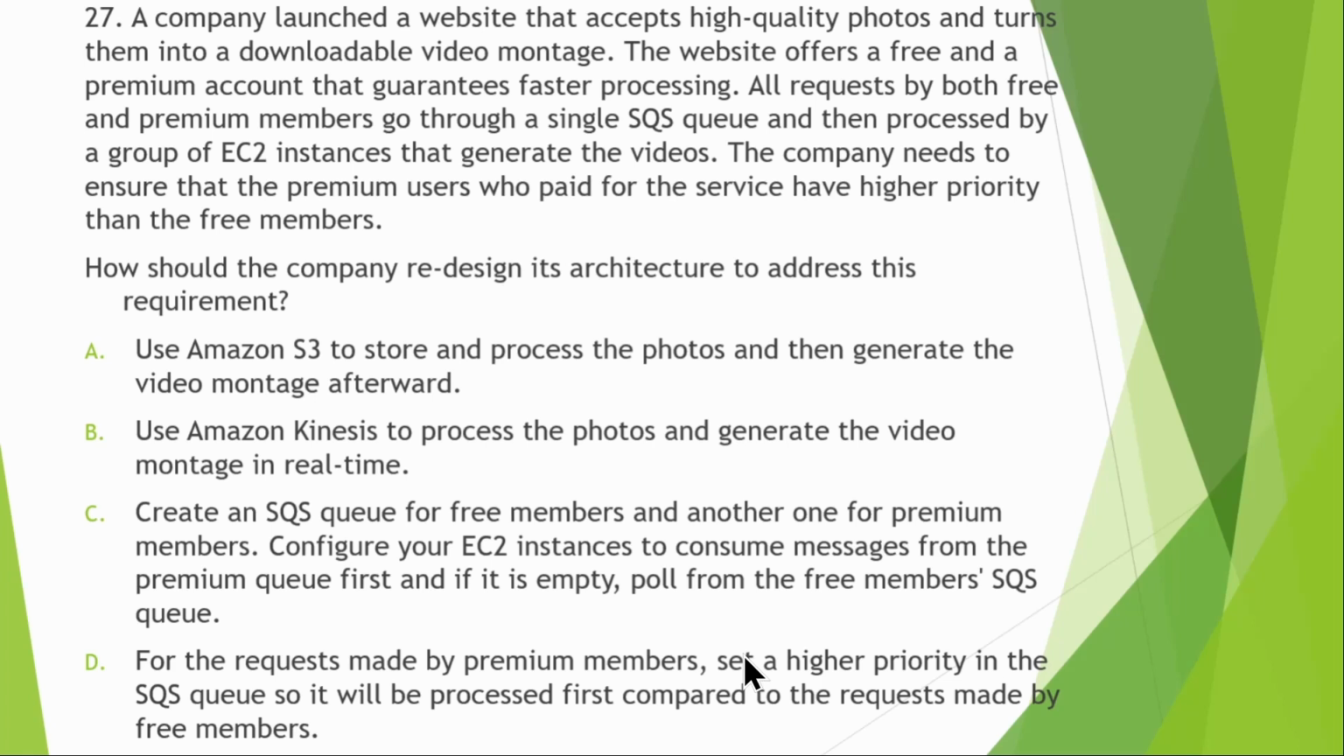A company launched a website that accepts high quality photos and turns them into a downloadable video montage. The website offers a free and a premium account that guarantees faster processing. All requests by both free and premium members go through a single SQS queue and are then processed by a group of EC2 instances that generate the videos. The company needs to ensure that the premium users who paid for the service have higher priority than the free members. How should the company redesign its architecture to address this requirement?